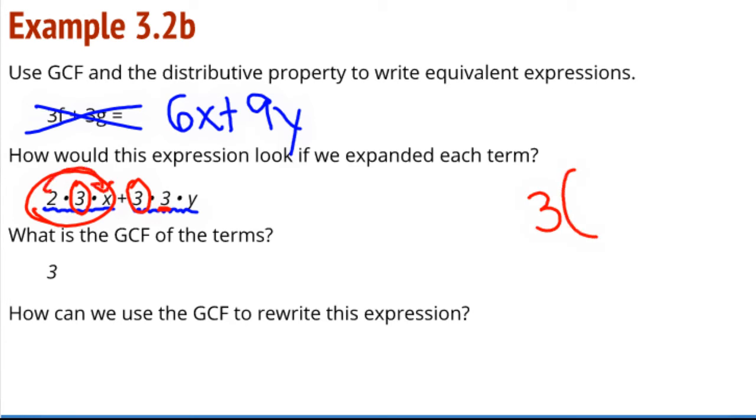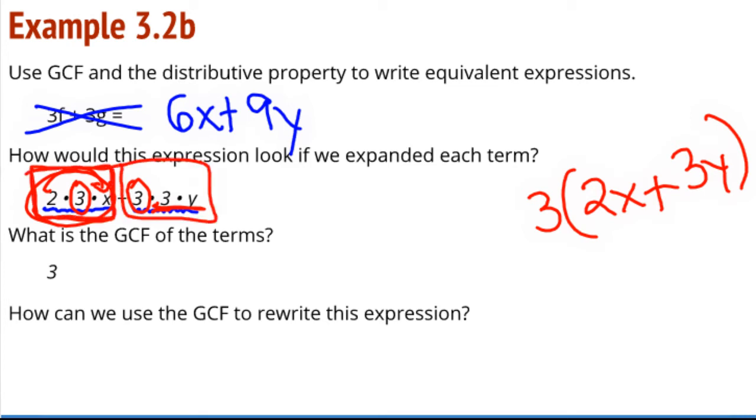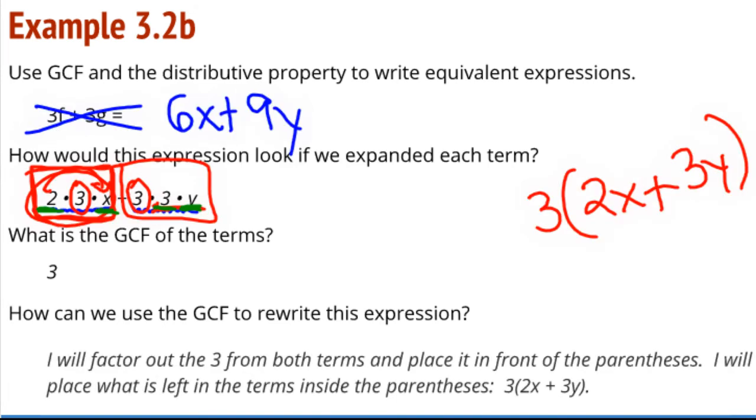That leaves me with the 2 times the x added to the 3 times the y. So you'll notice that I recombined what was left of the terms. After I took out the greatest common factor, I recombined what was left within the terms. I factored the 3 out. That left me with the 2, and that left me with an x. Factored the 3 out. That left me with the 3, and that left me with a y, and I recombined them. So I'll factor out the 3 from both terms, place it in front of the parentheses. I'll place what is left in the terms inside the parentheses. So here's the 3 coming out. Here's the recombined term.